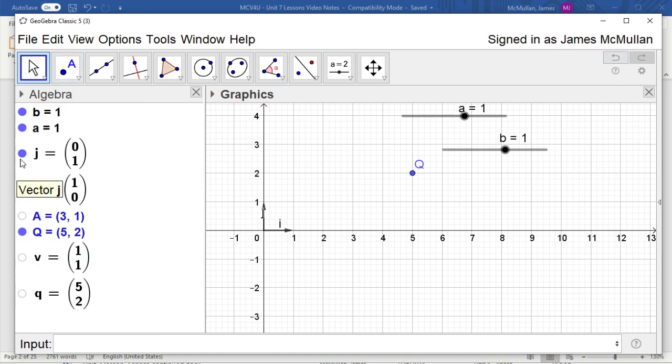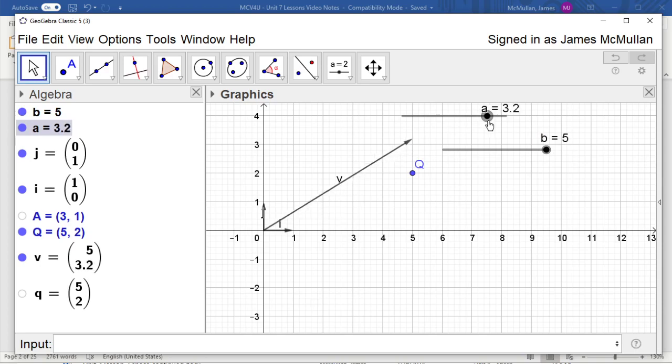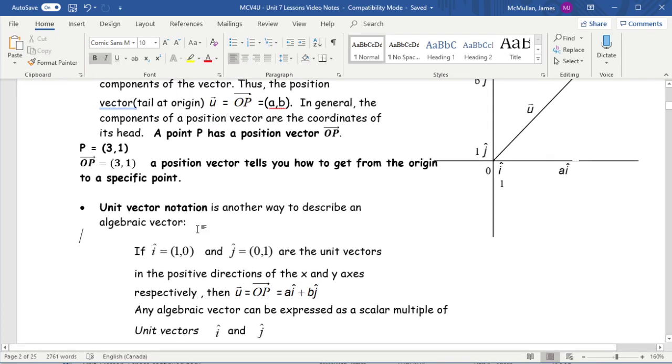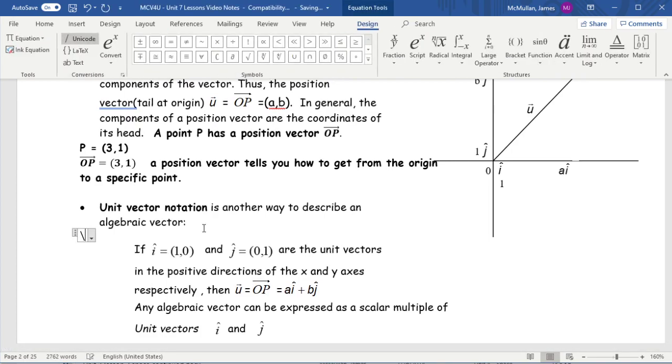If you were to alter your values here, you must be able to find a way to get this vector to point to whatever you want. So the concept is any vector in 2 dimensions can be expressed as the sum of a certain amount of vector i and a certain amount of vector j. Vector i is a unit vector. It has a magnitude of 1. That's why it has a little hat on it instead of a vector sign.